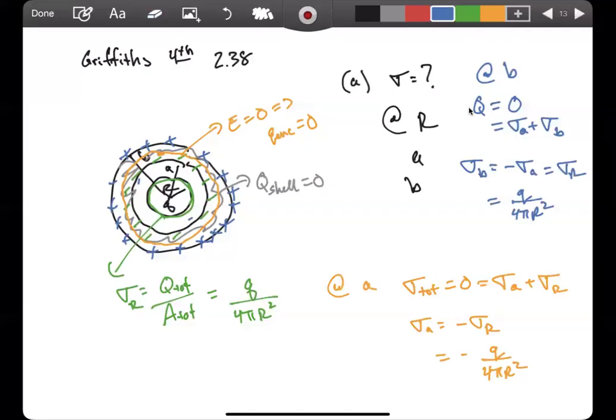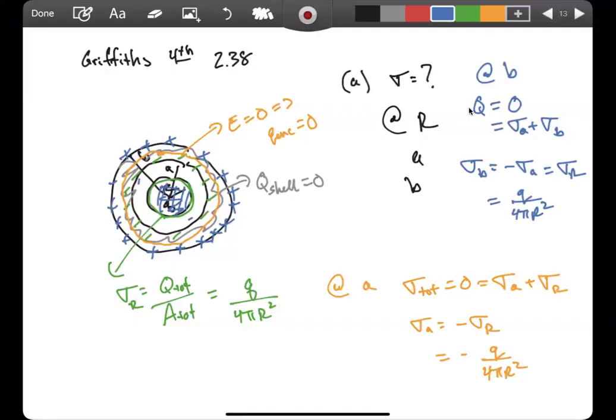So that's it. Basically, the surface charge on the sphere has to be the negative of the surface charge on the inside of the concentric shell, which is the same as that on the outside.